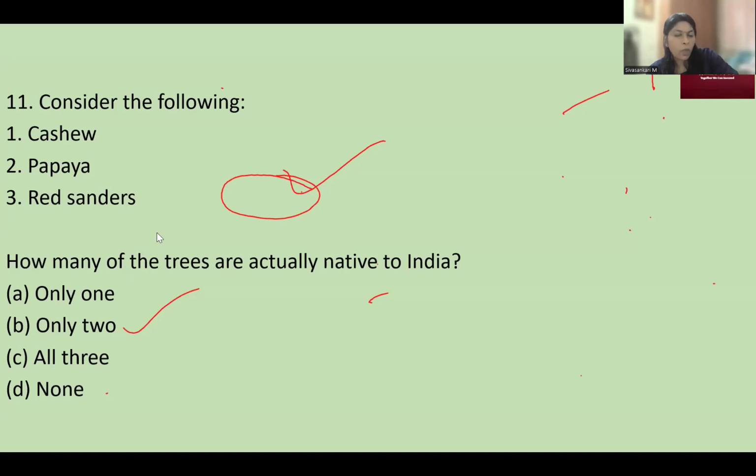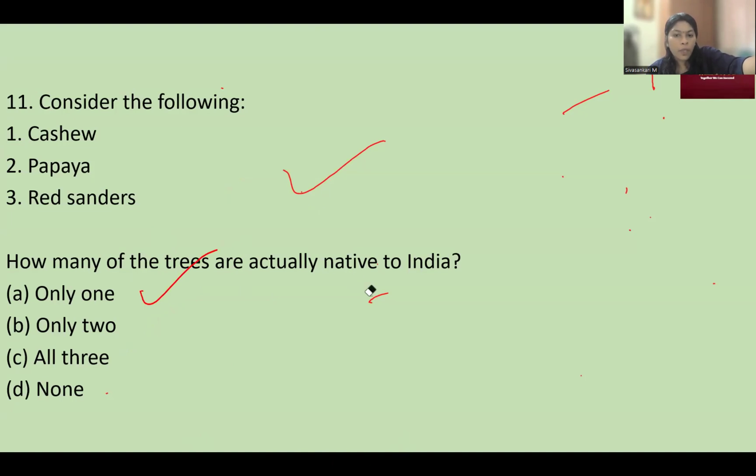Papaya, cashew, and there were also separate articles related to cashew and papaya in a medical journal. There they have mentioned where this particular species has come from. So which are native to India? Only one is the answer. Right. The other two belong to the Americas, North America, South America. You'll find these trees in Mexico, all these places.